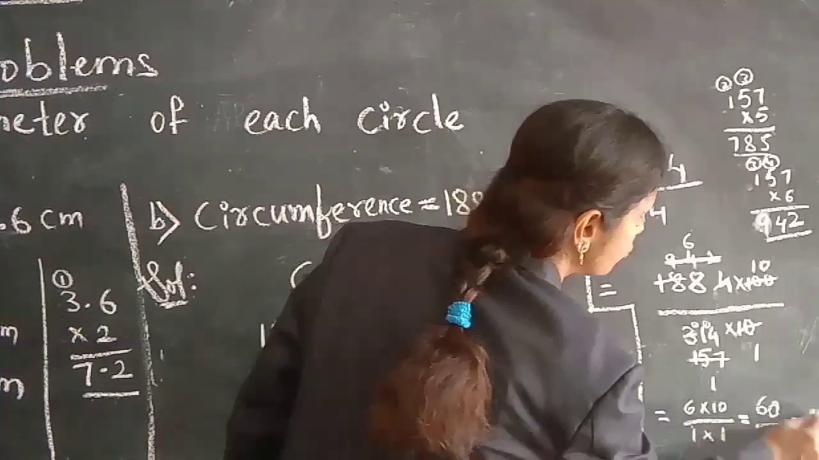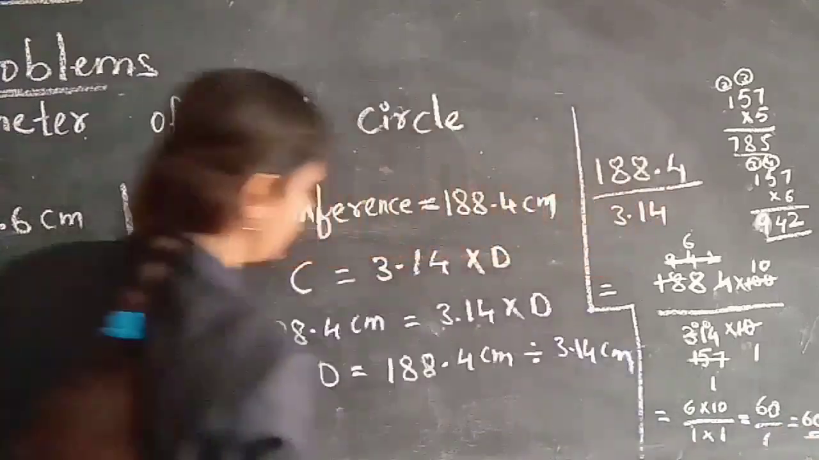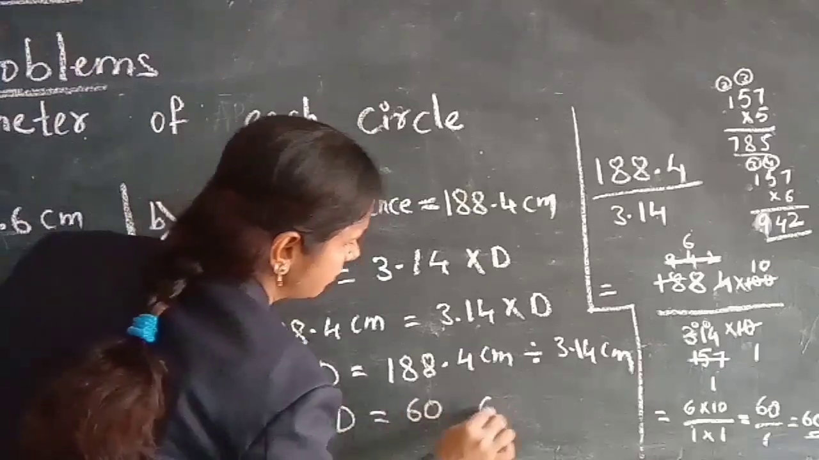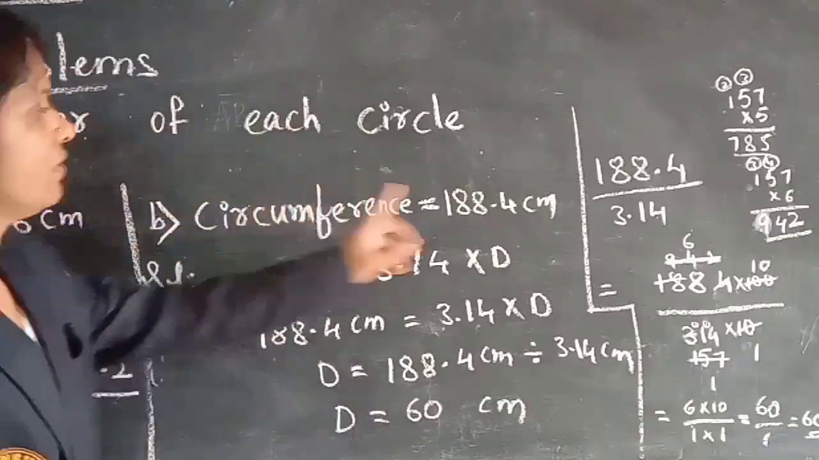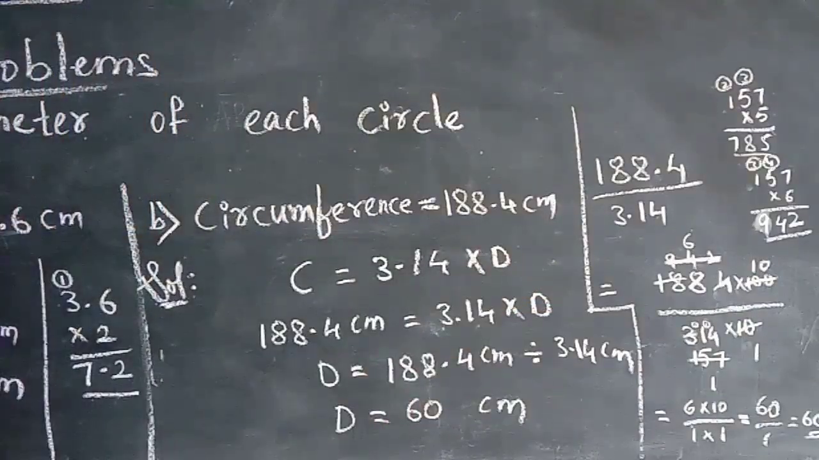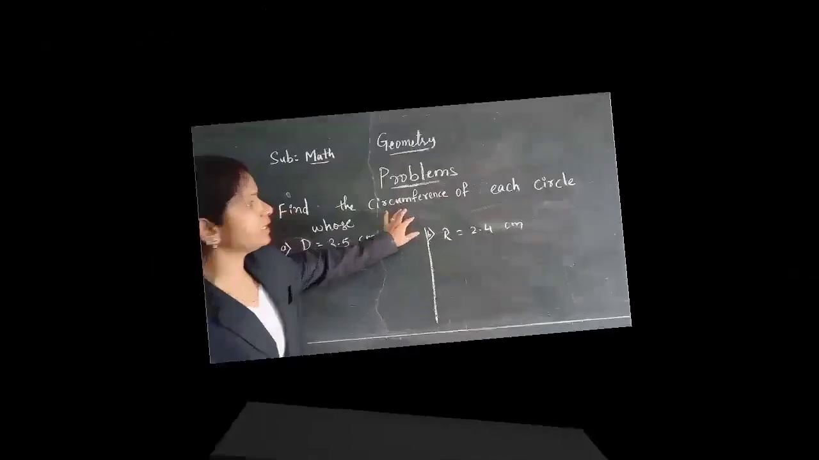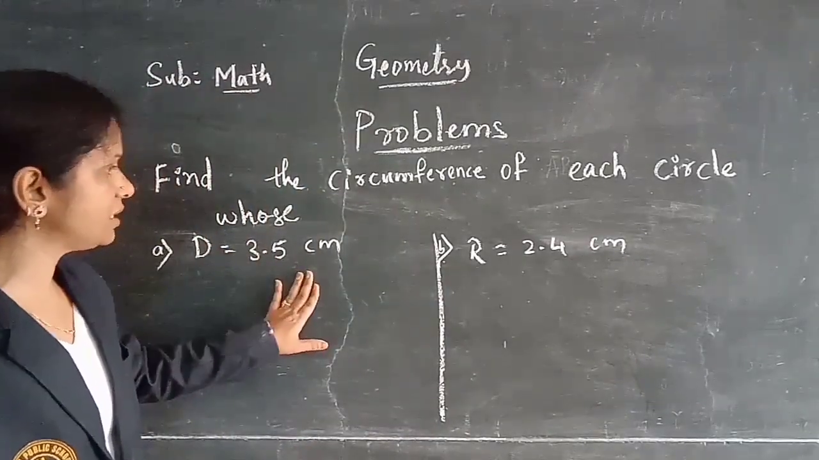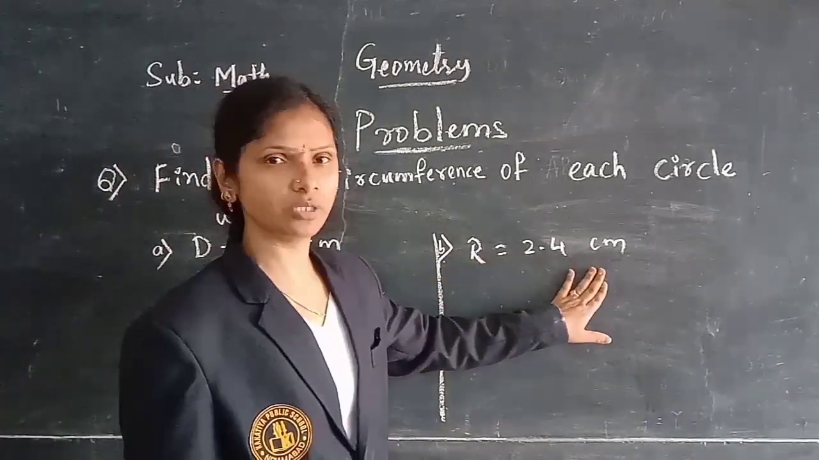60 by 1 is equal to 60 again. So what is the diameter value here? Diameter is equal to 60 centimeters when the circumference is given as 188.4 centimeters. Next problem: find the circumference of each circle whose diameter is 3.5 centimeters, and whose radius is 2.4 centimeters.